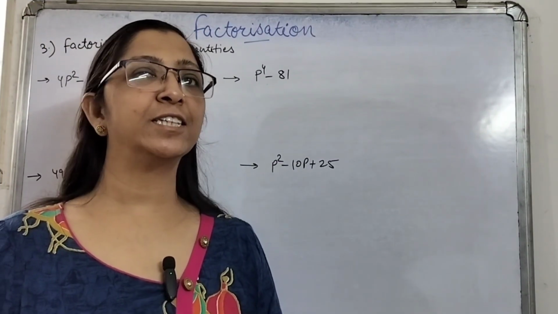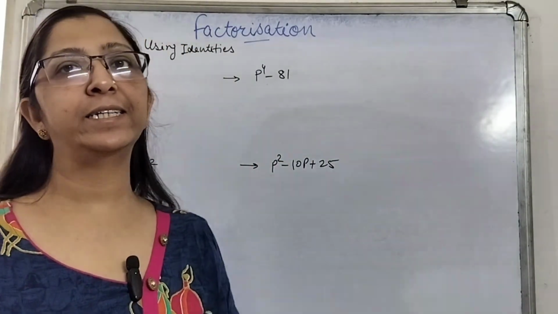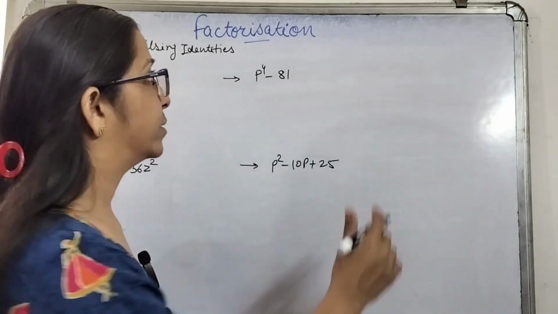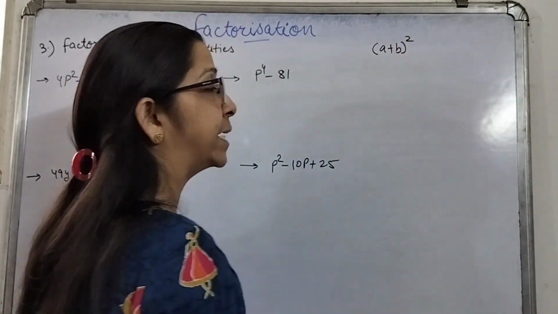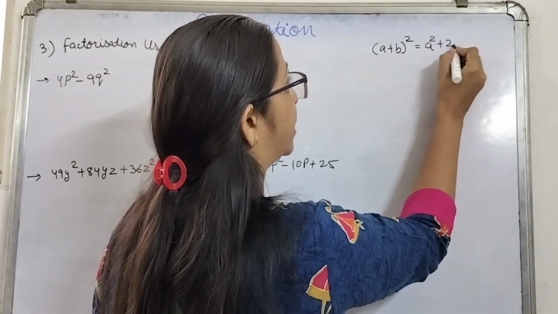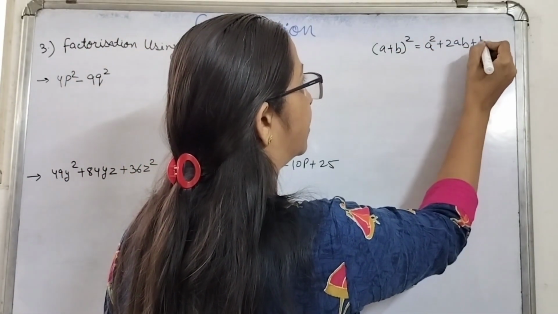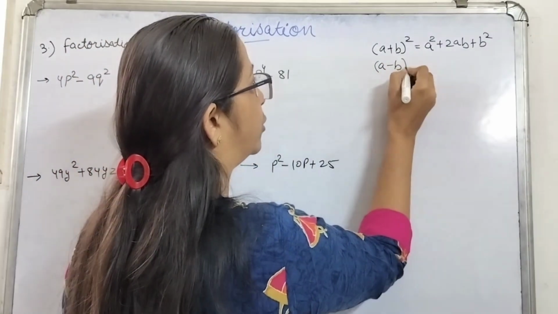Now let's understand another method of factorization, that is factorization using identities. So we know that a plus b whole square is an identity. A plus b whole square could be written as a square plus 2ab plus b square. Another identity is a minus b whole square.